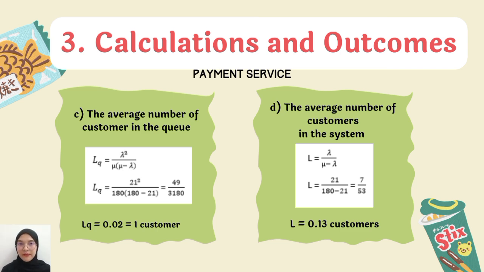So, in summary, the average number of customers waiting in the queue is approximately 0.02. The average number of customers in the entire system is approximately 0.13. These results highlight that our system is highly efficient, with minimal waiting times and very few customers in the queue or system at any given time. So this is a great indicator of the system's capability to handle the current demand effectively.